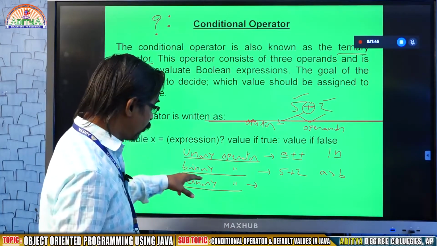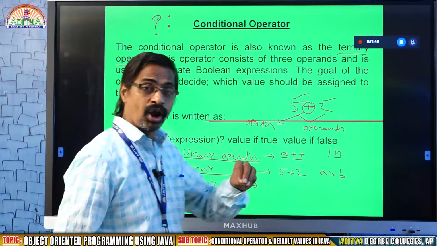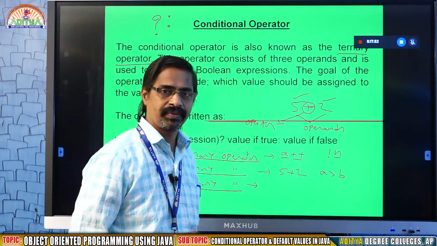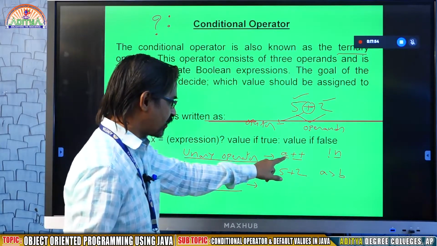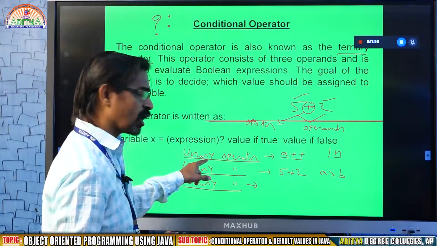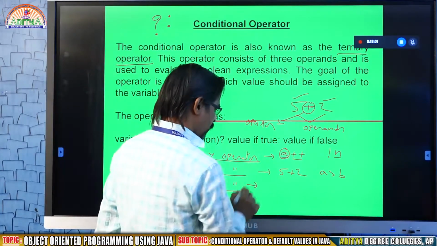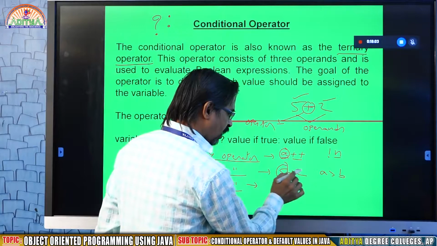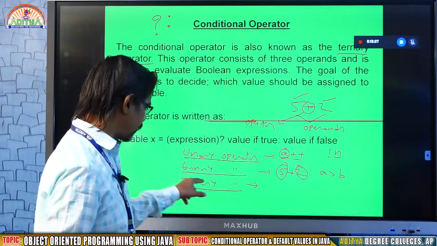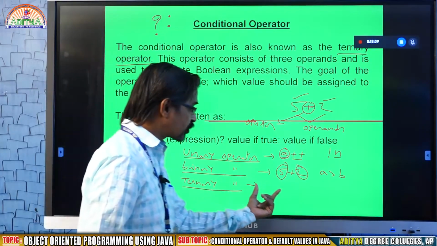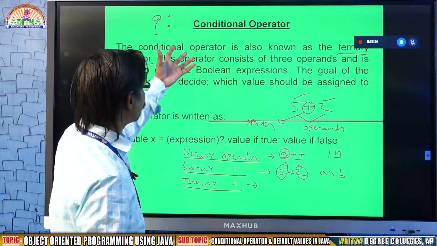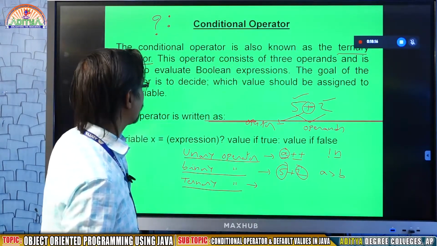Ternary means we use this operator along with three operands. So if you are using an operator with a single operand, it is called unary operator. When you are using an operator along with two operands, it is called binary. When you are using an operator, that is the symbol, along with three operands, it will be called a conditional operator, or it is also called a ternary operator.